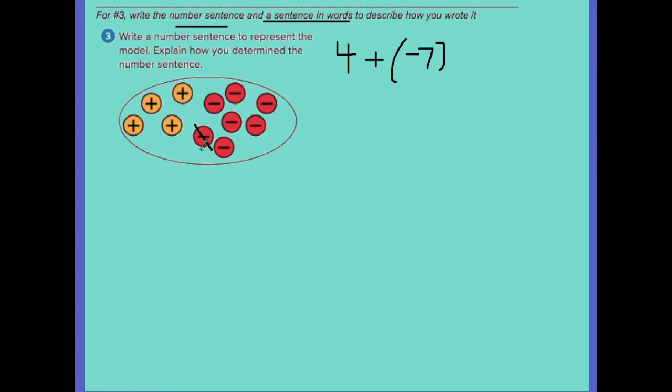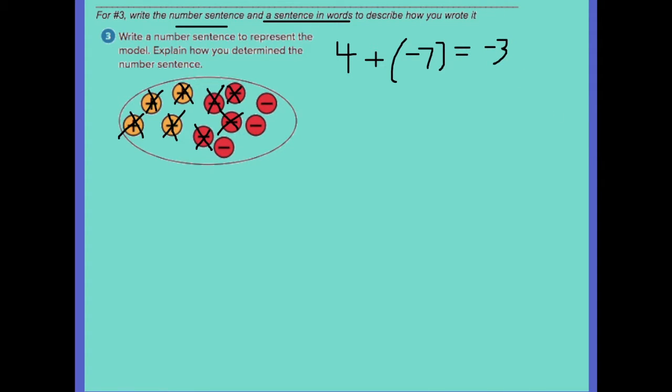And then we can go ahead and count out our 0 pairs. So positive, negative together. Another positive and negative. Another positive and a negative. So I'm left with negative 3.